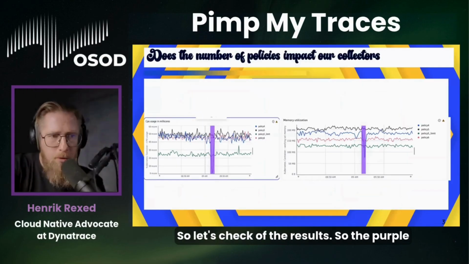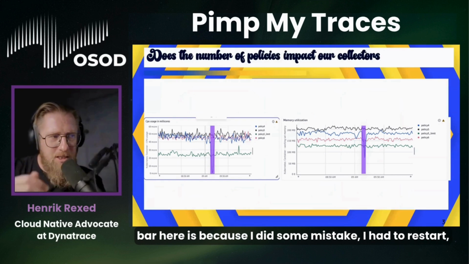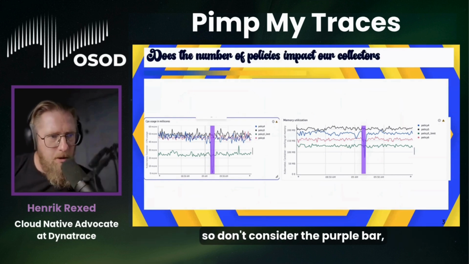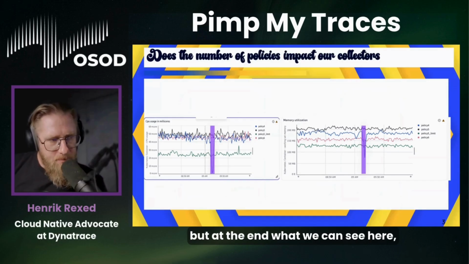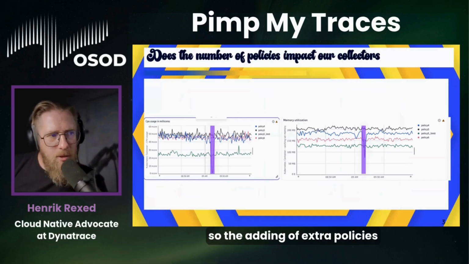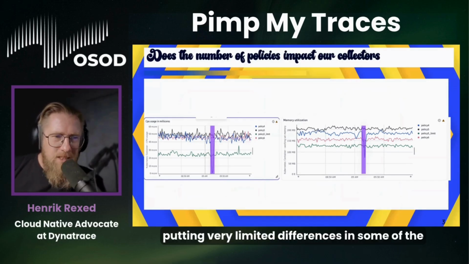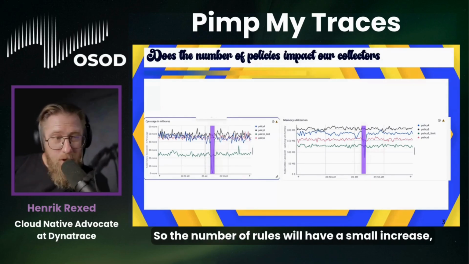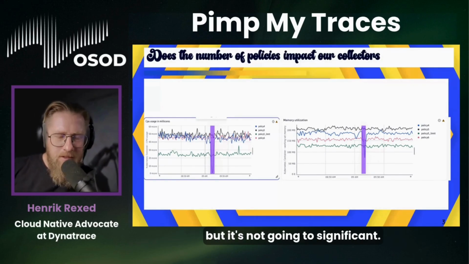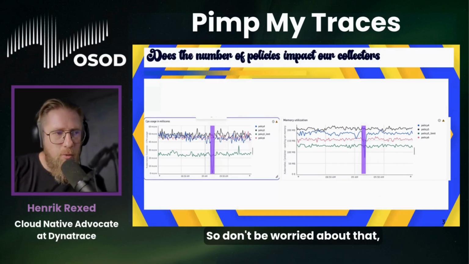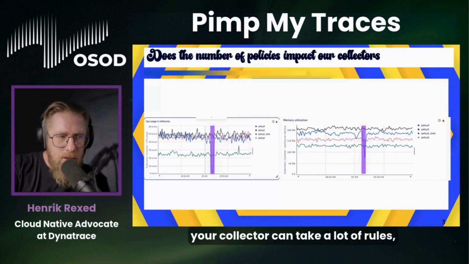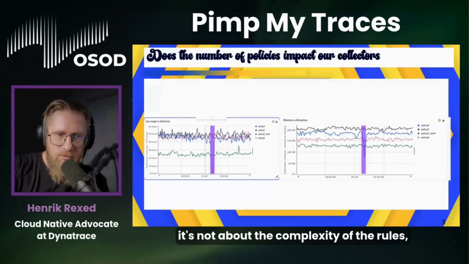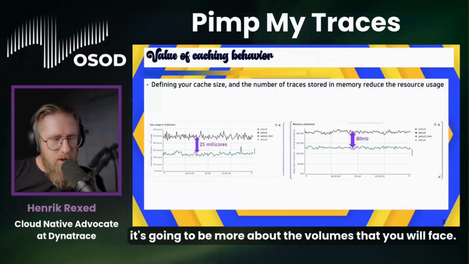The purple bar here is because I made some mistake. I had to restart. So don't consider the purple bar. But at the end, what we can see here is that adding extra policies makes very limited differences in resources. A few megs, a few millicores difference between one and the other. So the number of rules will have a small increase, but it's not going to be significant. So you shouldn't be worried about that. Your collector can take a lot of rules, so it's not about the complexity of the rules. It's going to be more about the volumes that you will face.